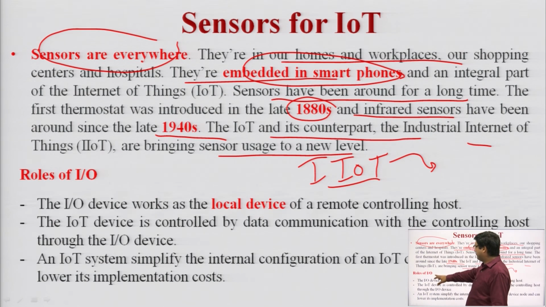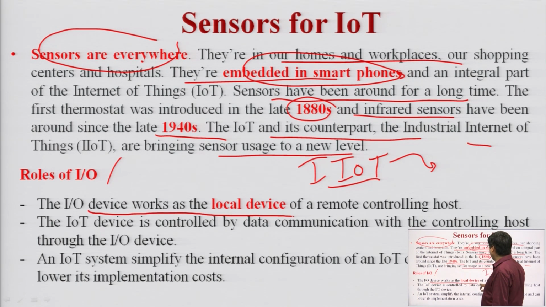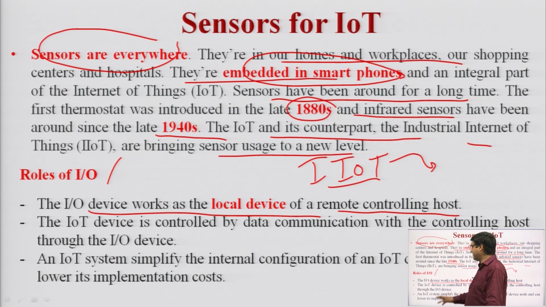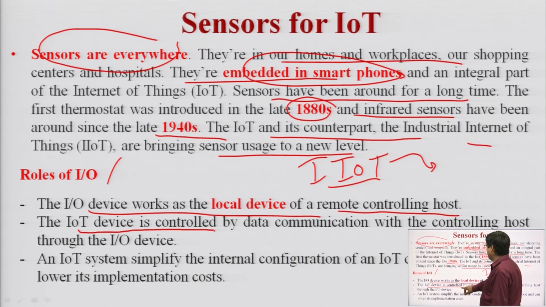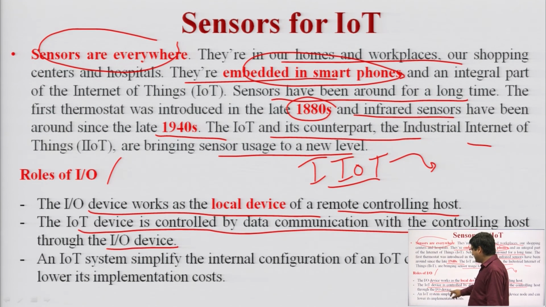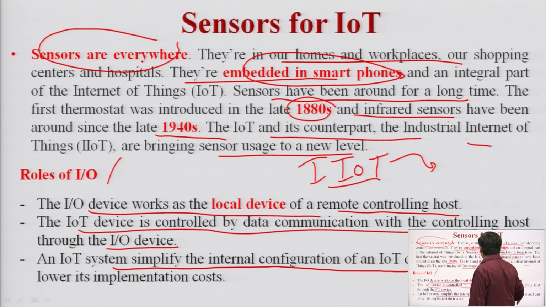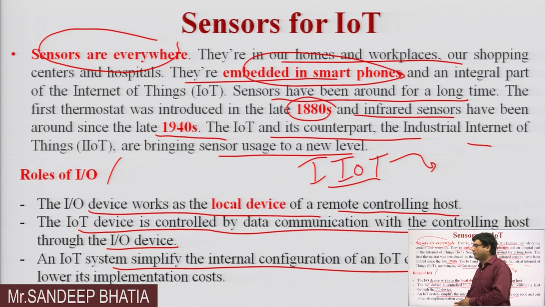So, what is the role of input output? The input output device works on the local device or a remote controlling host. Role of input output means the input output parameters we are using. The IoT device is controlled by data communication with the controlling host through the input output device. The IoT system simplifies the internal communication. In an IoT based system, we have hardware, we have various types of sensors, and one input quantity is converted to another quantity. So, the role of input output is what type of input we are using and what type of output we are converting, all will be handled by the input output devices.